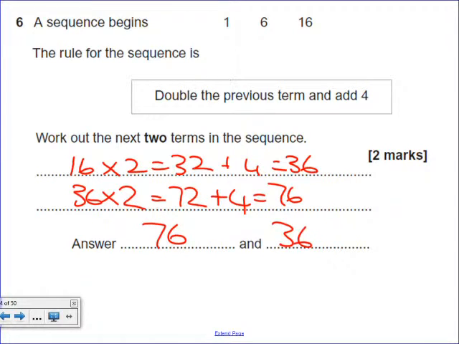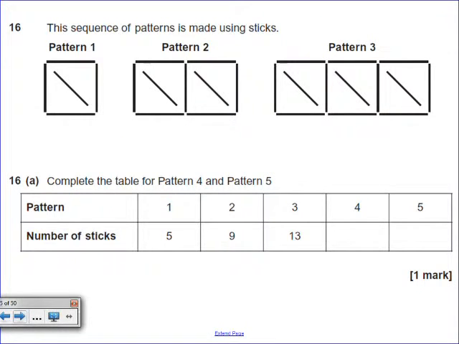If you don't do that, you've thrown one of the 2 marks away. They give you the old famous pattern using matchsticks thing, okay? So there's our pattern. And what they're saying is complete the table for the pattern. So it goes 5, 9, 13, and for 1 mark, you've just got to continue the sequence.